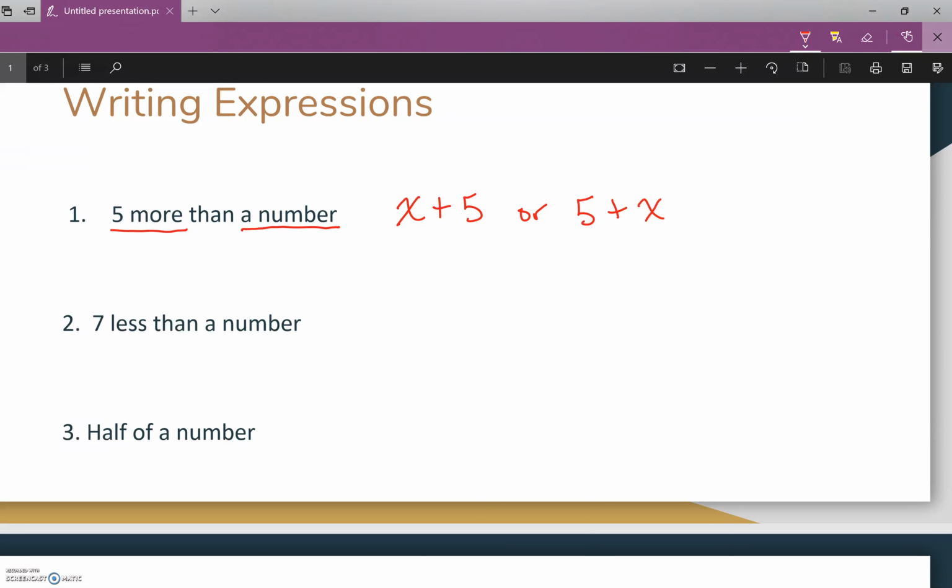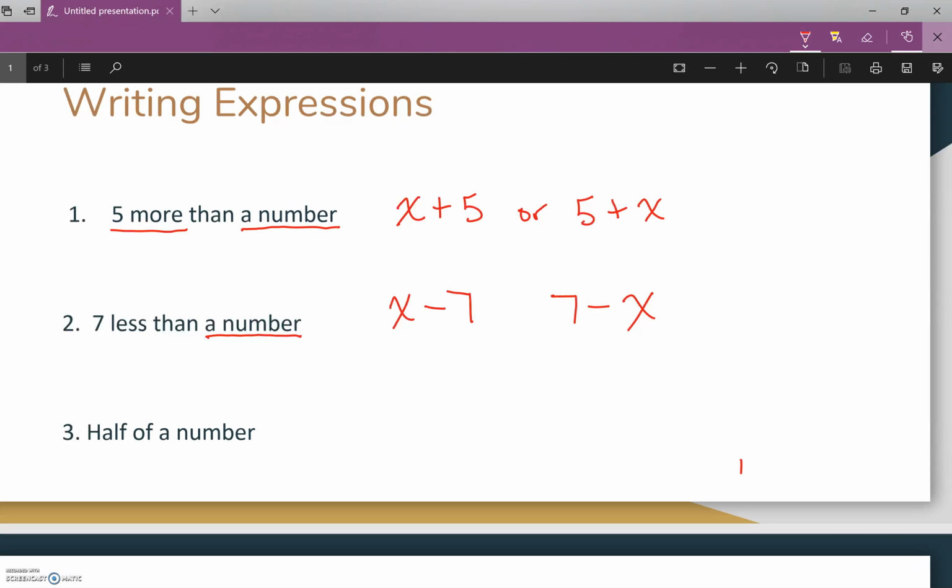Number 2, 7 less than a number. So again, a number is unknown, and we want 7 less than it. These subtraction ones do tend to confuse kids. This has to be x minus 7. It cannot be 7 minus x. And here's why. We want 7 less than a number.